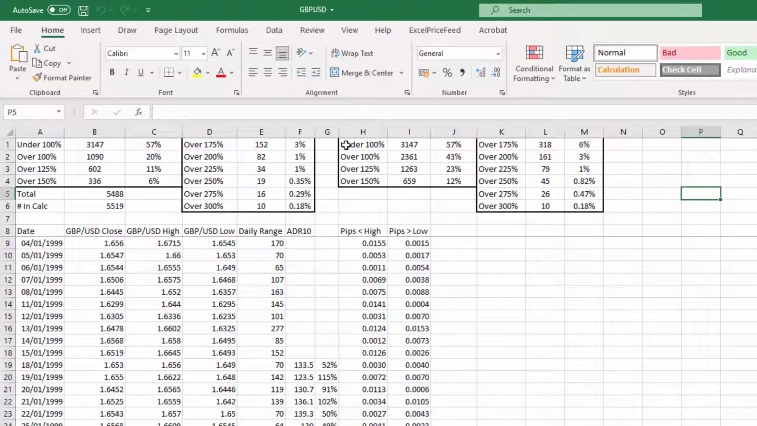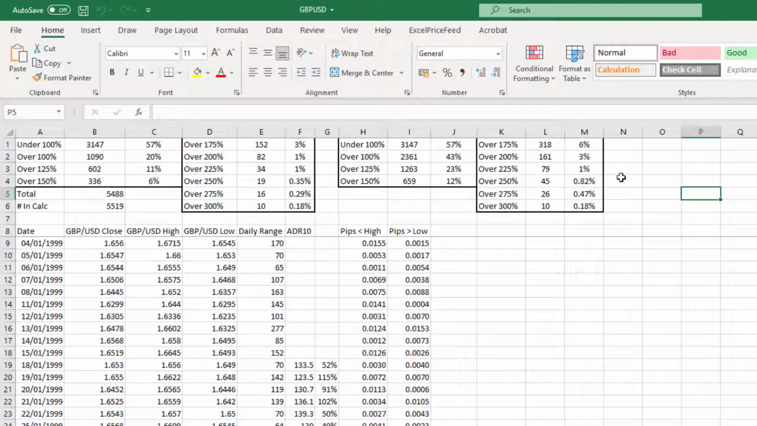And as you can see, 57% of the time on the pound US dollar, price stayed within its ADR 10 figure. It exceeded that ADR 10 figure 43% of the time. 23% of the time it got over 125% of its average daily range, 12% over 150, and so on, all the way up to 300%.